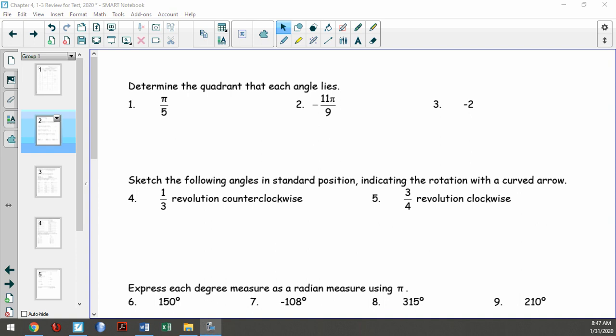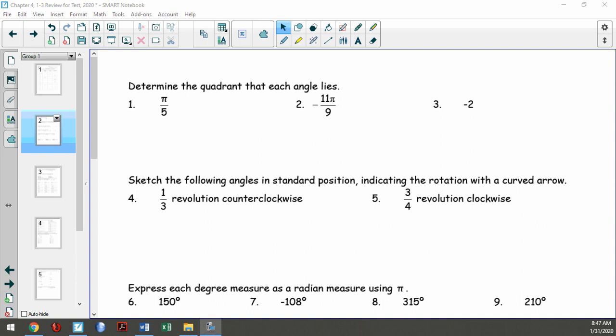I'm not going to do the whole review sheet. I'm going to show you how to do each section, and then you can finish up and check your review sheet based upon my answers up here. Yes? So problems 1 through 3: determine the quadrant that each angle lies in. Number 1, I'm not going to do.